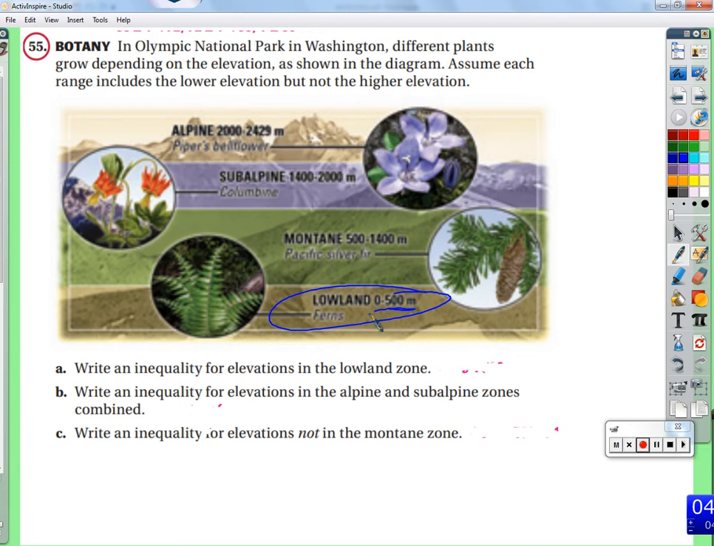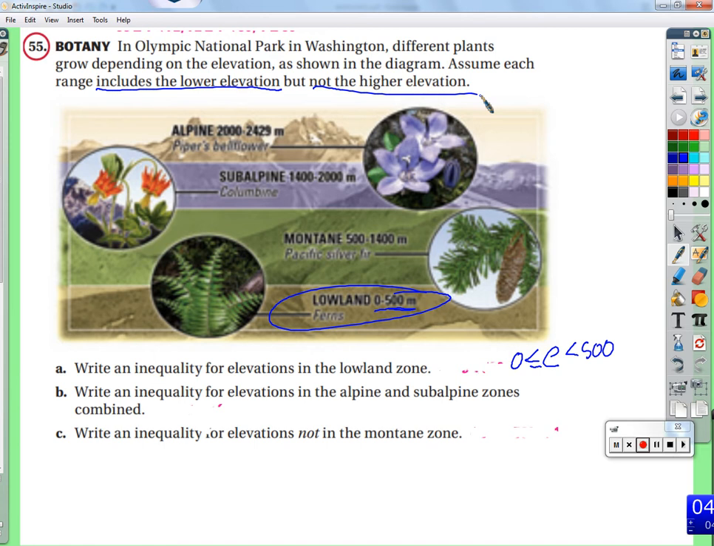Okay. So I'll use the letter E for elevation. That elevation needs to be bigger than or equal to 0, but less than 500. Why not less than or equal to 500? It said not to assume the higher elevation. Yeah, the lowland includes the lower elevation, not the higher elevation. Just the wording of that problem right there.